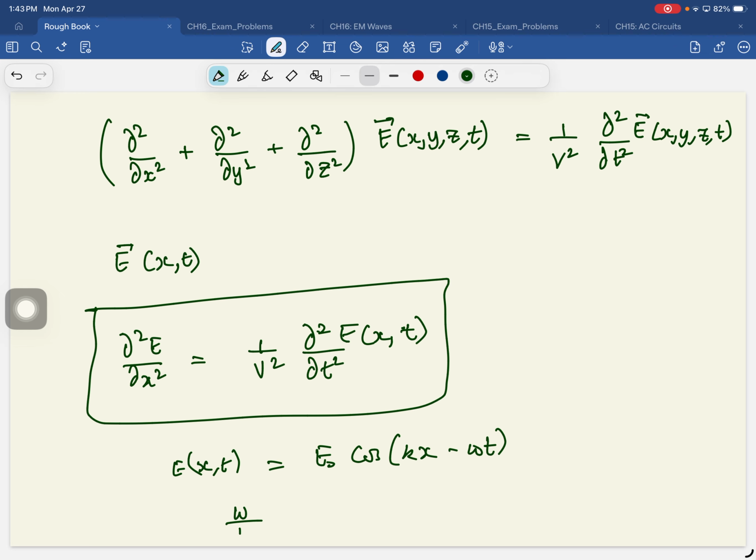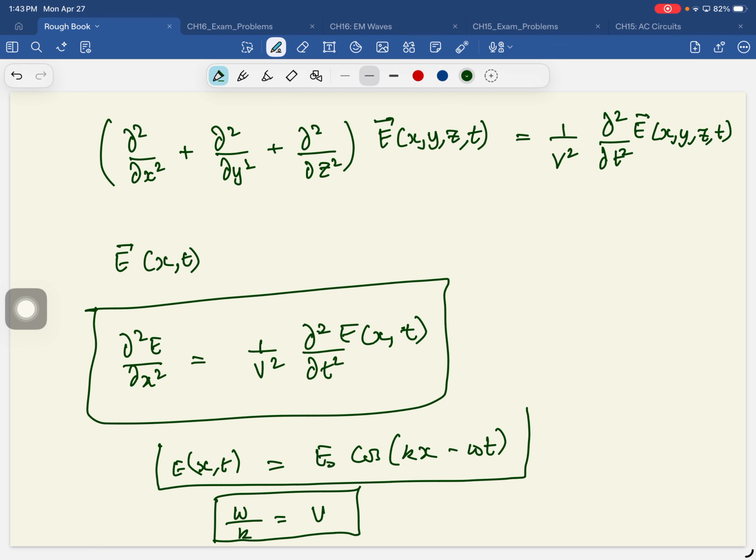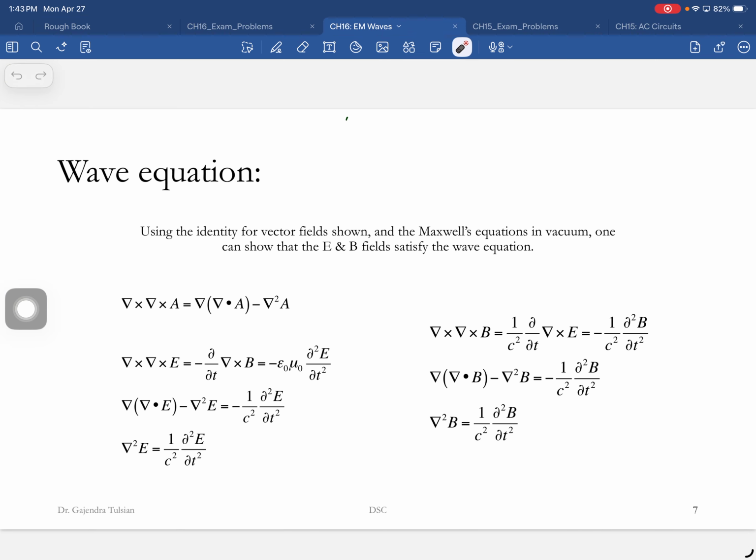And Mr. Hertz, after whom we named the unit hertz, did the experiment. So here's the wave equation, and I wrote v squared there. That's the speed of the wave, and it turned out that the speed of the wave was exactly equal to the speed of light, and that's when we realized that light waves are electromagnetic waves.